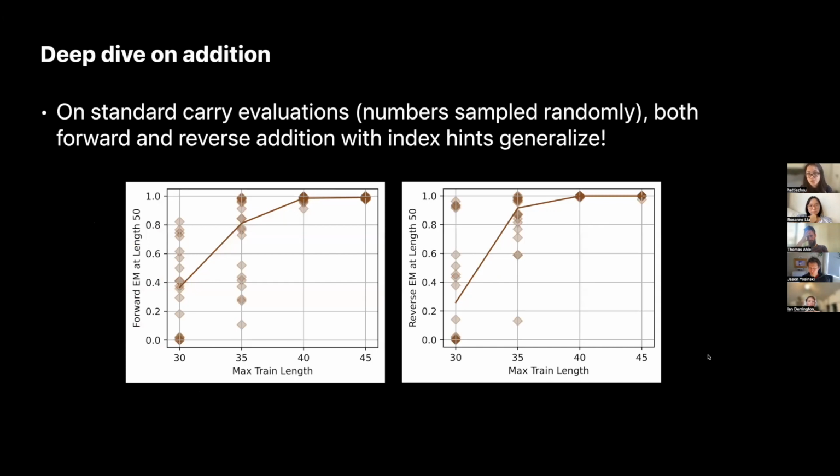When we add these index hints, for both forward addition on the left and reverse addition on the right, here we're still measuring at length 50. We see now that they generalize pretty well, at least starting from length 40. And this is on standard evaluations where we sample two numbers randomly.